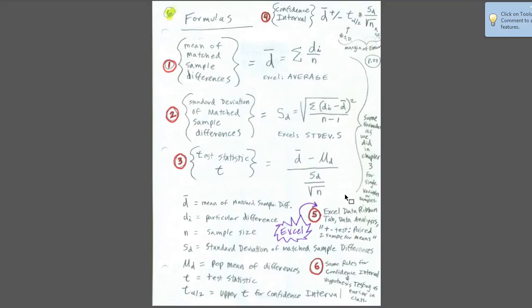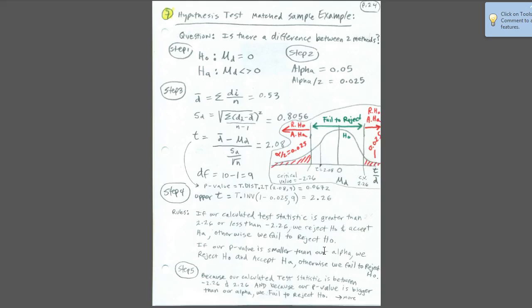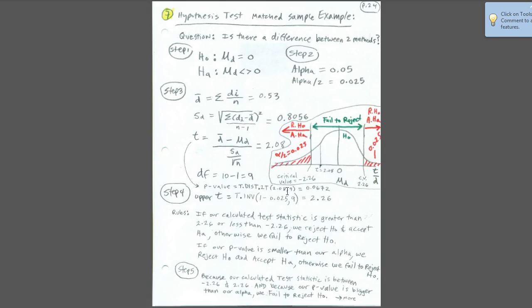Now, just like last video, we will have a built-in feature from the Excel Data ribbon tab, Data Analysis. It'll be called t-Test: Paired Two Sample for Means. And finally, the rules for building our confidence interval and hypothesis testing are exactly the same as earlier in the class. Now, if you page down, I have handwritten notes for our example that we're going to do. Just 2 pages there. All right, now we're going to jump over to Excel.